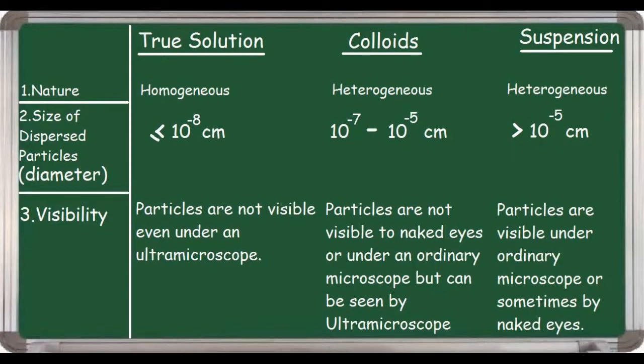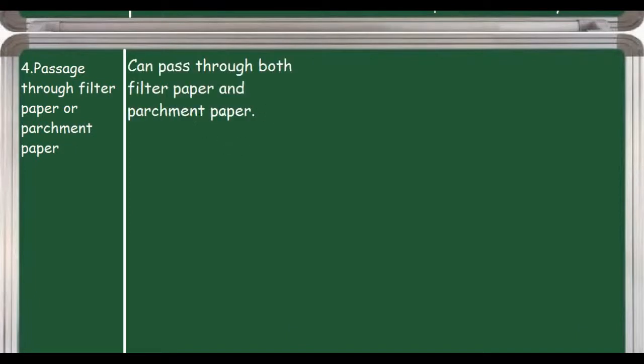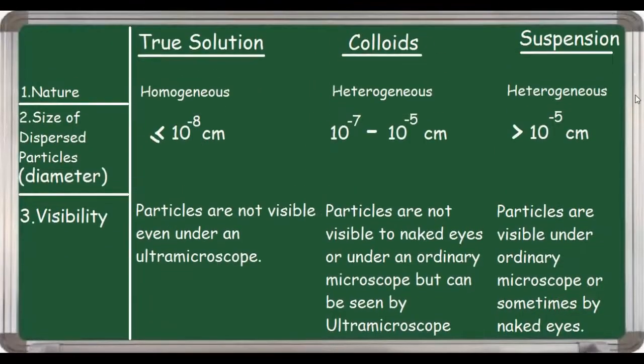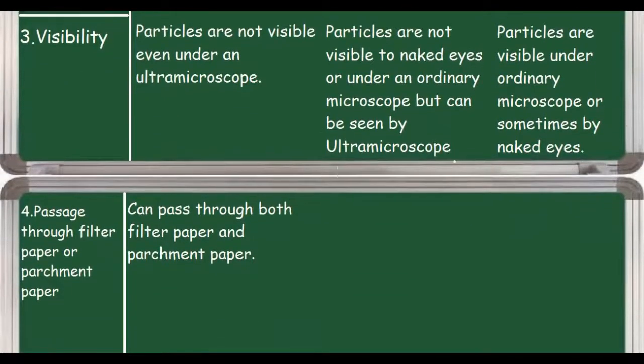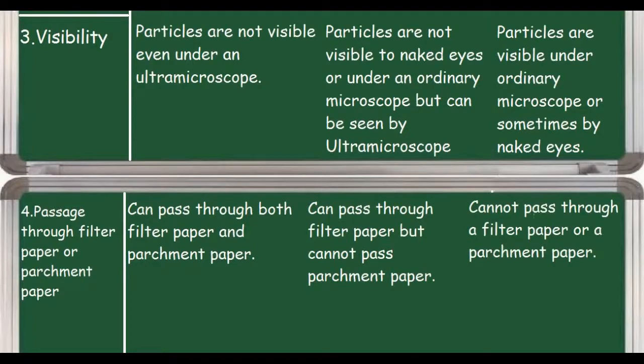So let's move on to the fourth point. The fourth point is on the basis of the passage through filter paper or parchment paper. So let's start with true solutions. True solutions can pass through both filter paper and parchment paper. Now let's move on to colloids. Colloids can pass through filter paper but cannot pass through parchment paper. The last one is the suspension. Suspensions cannot pass through a filter paper or a parchment paper.